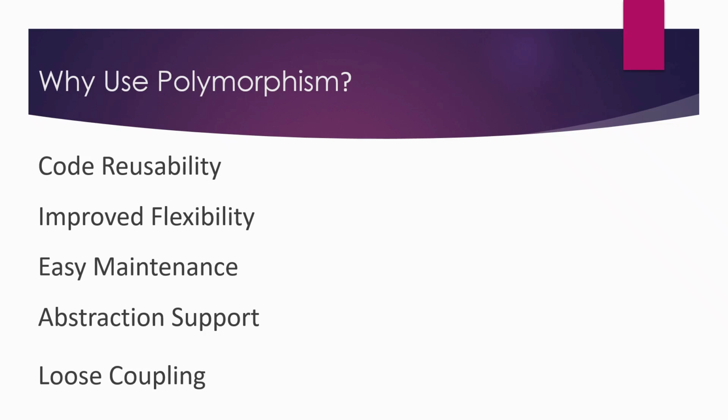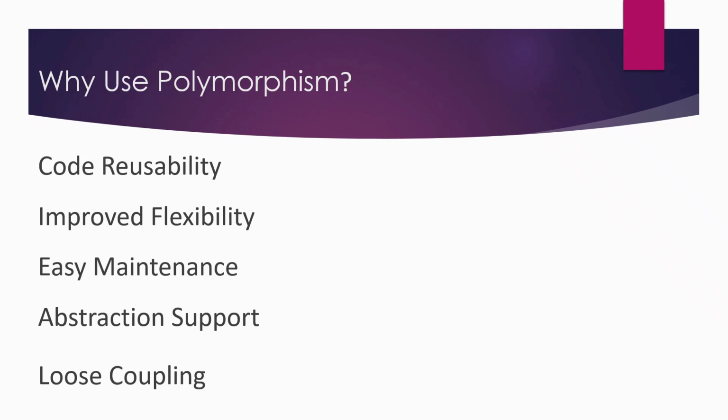3. Easy maintenance. Changes in one class won't affect others that use the same interface or base class. Example, if you fix or improve the draw method in the circle class, there's no need to modify the code that uses the base shape type. 4. Abstraction support. You can hide complex implementation details and expose only meaningful functionality. Example, the user just calls .drive on iVehicle. They don't need to know how a car or bike actually drives, it's abstracted.